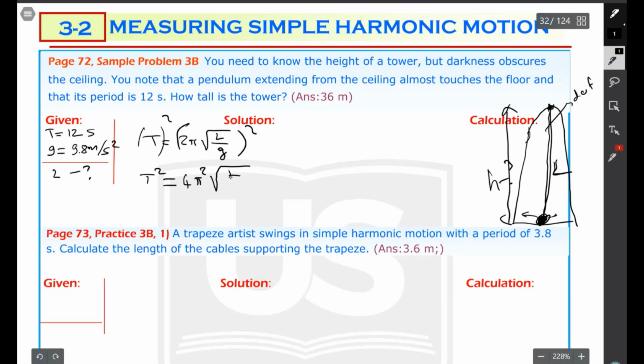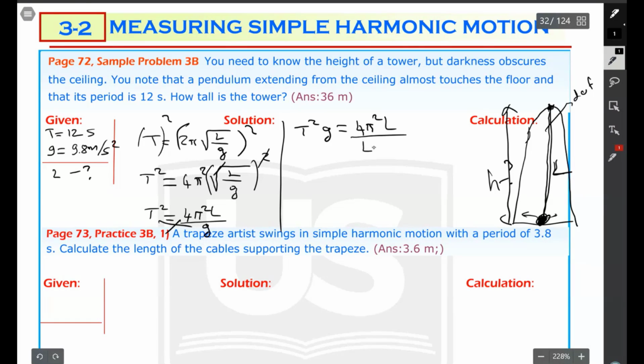Students make mistakes not in the physics part, but in the math part. So then that square and this square root will cancel. So you will get T squared is equal to 4 pi squared multiplied by L divided by G. Then you will calculate L by cross product of the equation. Let's continue here. T squared times G is equal to 4 pi squared times L. What is the question? L. So then divide by 4 pi squared because you need to calculate L. Both sides are divided by 4 pi squared. Simplify them.